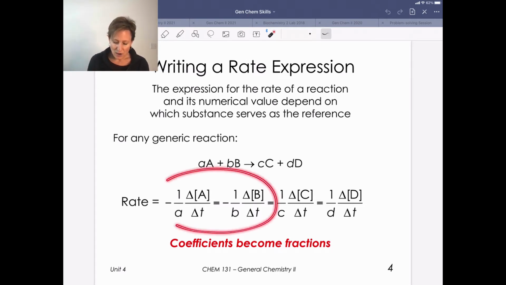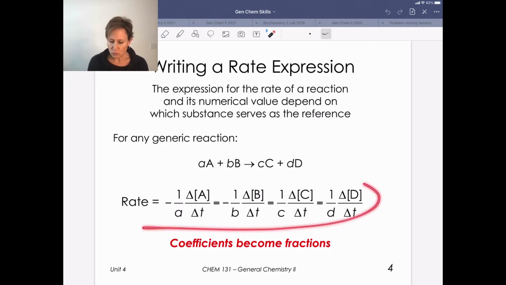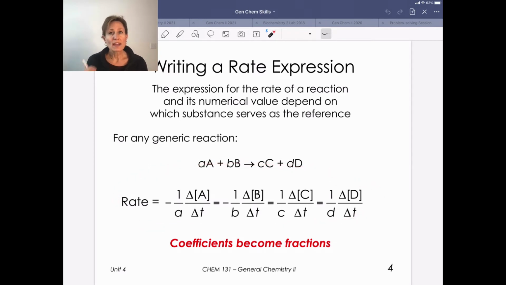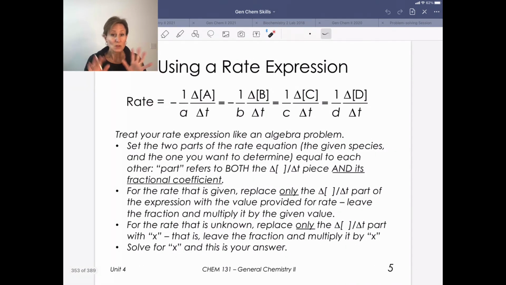Because A and B are reactants, that's why we put these negatives in here, okay? And then coefficients become fractions. So if this was a 2A here, this would be a 1/2 here. We're going to do an example in a minute to practice, but this is how we would write a rate expression. We can express the rate of this generic reaction in terms of the disappearance of either of the reactants or the appearance of either of the products. And these are going to be important because they allow us to relate these two species together. So again, this is just in words what I said here, writing a rate expression.